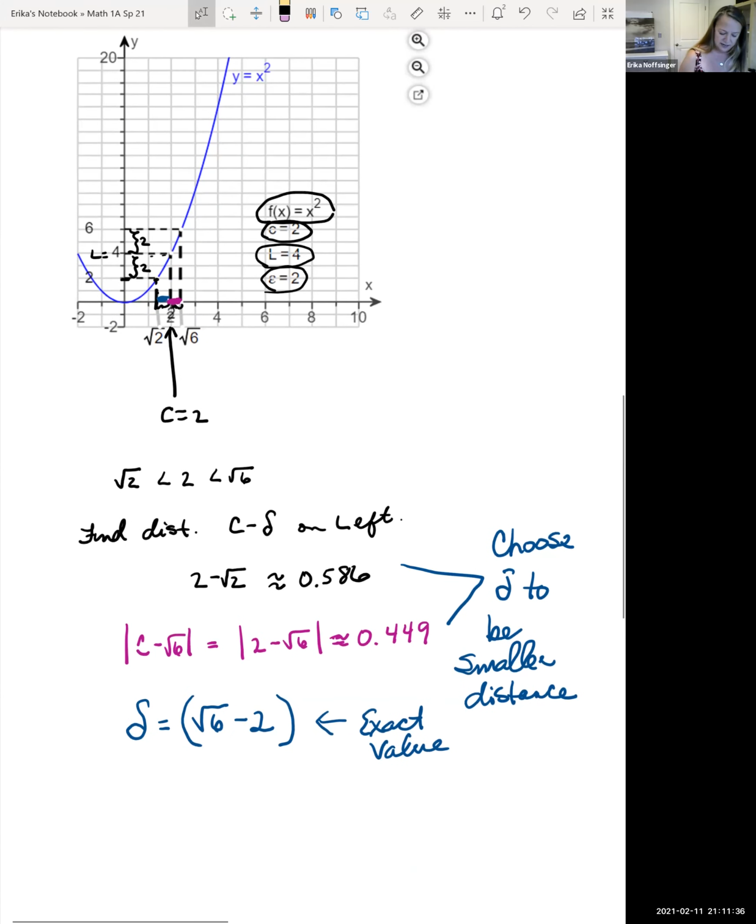But if we wanted to round it, we could say, well, delta then is approximately, we're rounding it to the thousandths, 0.449. So technically, if we really want to be exact, we could say round it up. Delta is approximately 0.45.